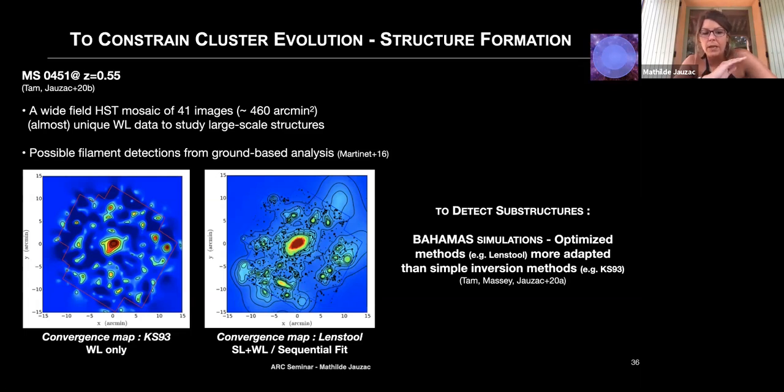is a simple inversion method with weak lensing data only. It has no optimization, nothing. And then a similar map, but done with lens tools, an optimized method that combines strong and weak lensing.